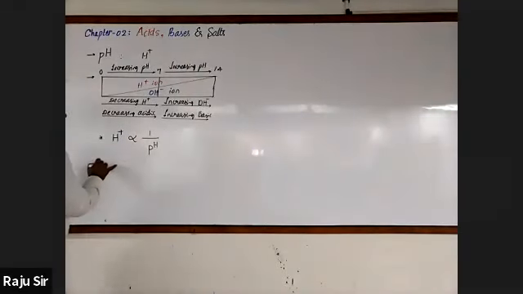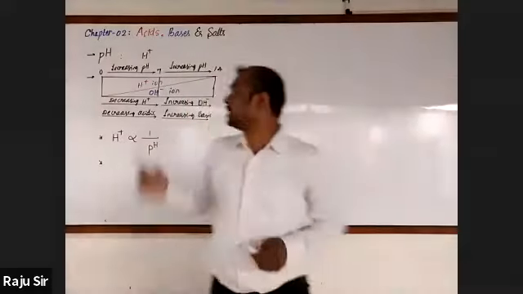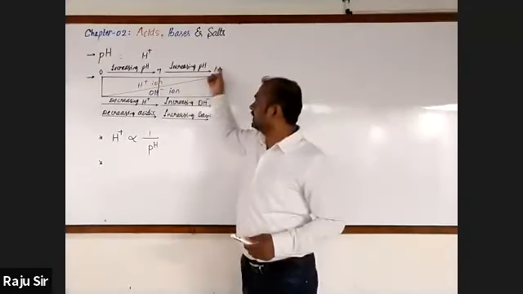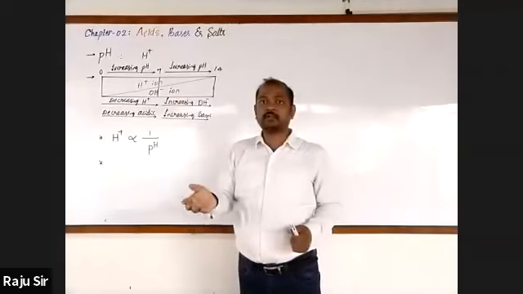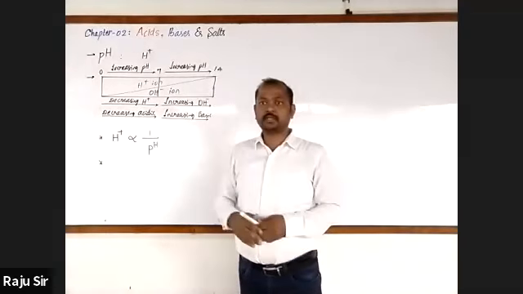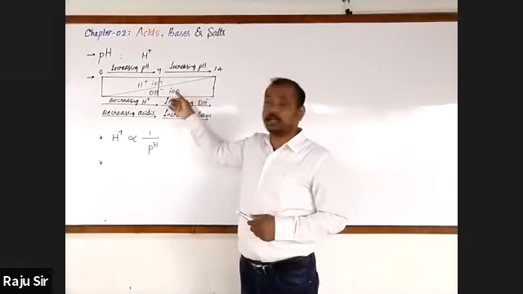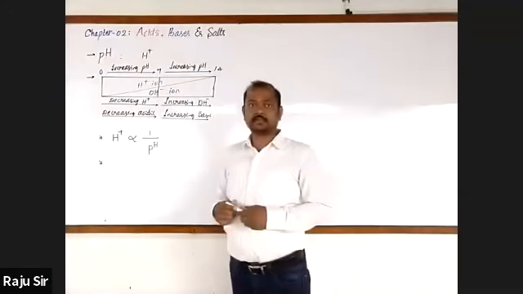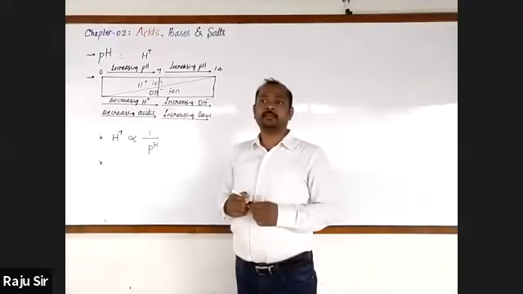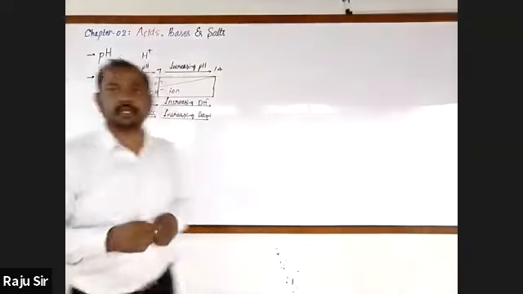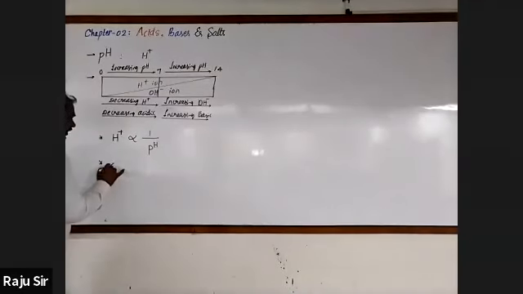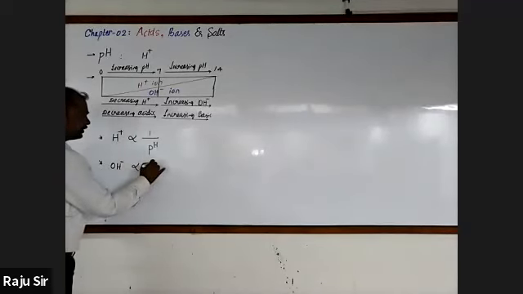Now let us recall that as the pH increases, hydroxide ion concentration also increases. As the pH decreases, hydroxide ion concentration decreases, right? Then how do you relate them? They are directly proportional to each other. So now I can write it as OH minus, nothing but hydroxide ion concentration, is directly proportional to pH.